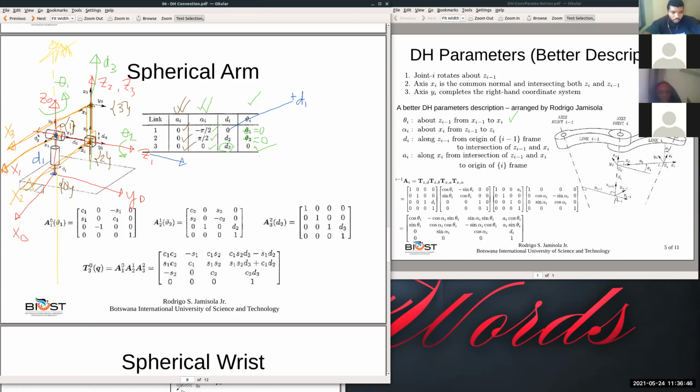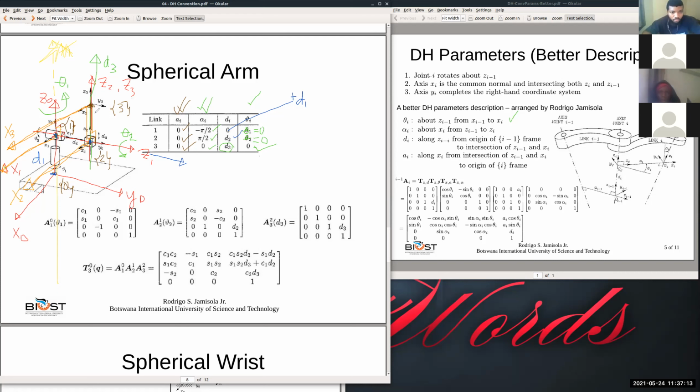X2 is here, so the intersection is here. X2 and Z1 intersection here, and the origin of frame 1 is there. So from the frame 1 origin to the intersection of Z1 and X2, that one. So along in this direction, that's positive. So what is this? D2 positive. That is correct. That distance is D2.